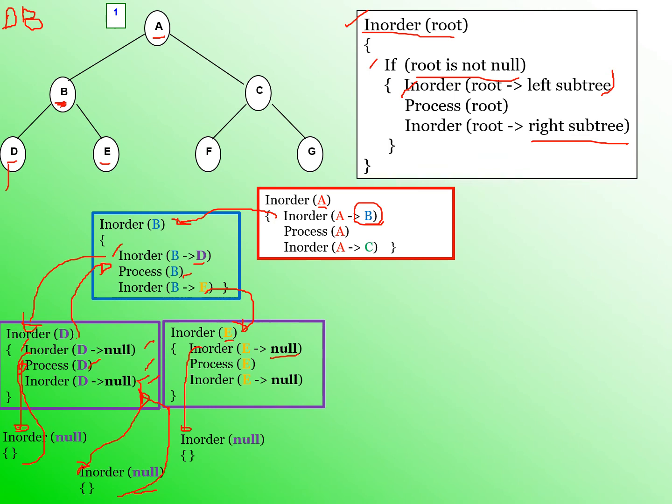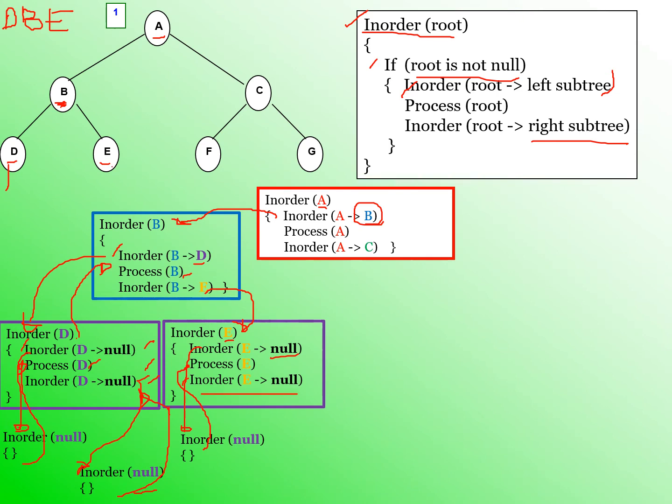False. Bakit? Kasi null is not null. Okay? So, false. So, walang gagawin. Just go back to the calling function. Process E. So, process natin si E. After processing E, next statement is in order E referencing to right subtree.